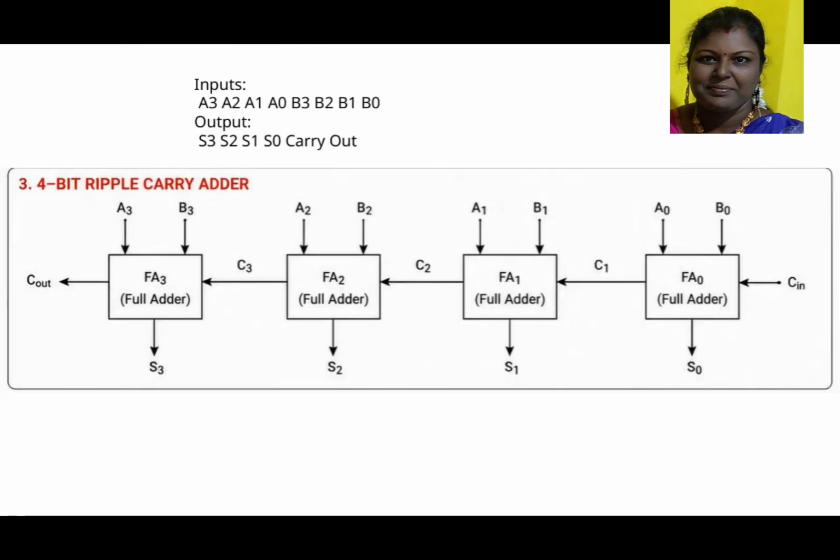Here, we see the inputs and outputs of a digital system. Specifically, a set of signals labeled A3 through A0 and B3 through B0. These inputs feed into a process that produces outputs named S3 through S0, along with a carry-out signal. This setup suggests we're dealing with a binary operation, like addition, where each input bit contributes to the final sum, and the carry indicates overflow beyond the 4 bits. It's a clear snapshot of how data flows through a basic arithmetic circuit.